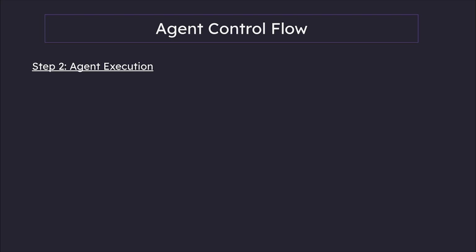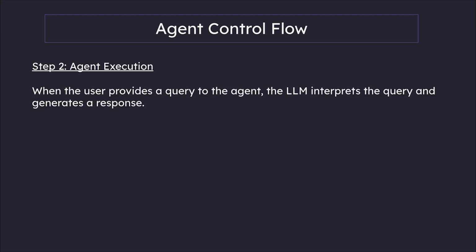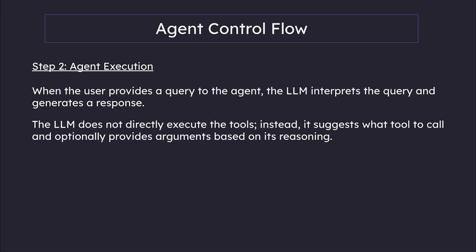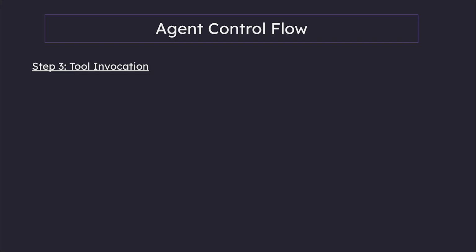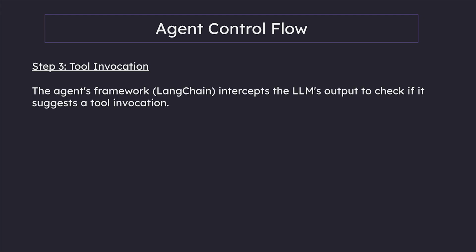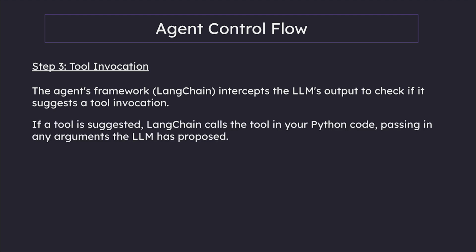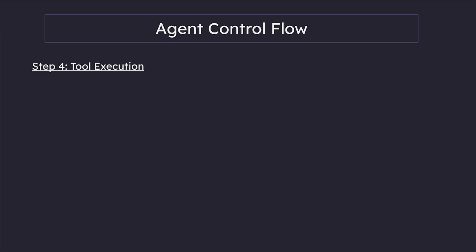Step 2 is agent execution. When the user provides a query to the agent, the LLM interprets the query and generates a response. The LLM does not directly execute the tools. Instead, it suggests which tools to call and optionally provides arguments based on its reasoning. Step 3, tool invocation. The agent's framework, LangChain, intercepts the LLM's output to check if it suggests a tool invocation. If a tool is suggested, LangChain calls the tool in your Python code, passing in any arguments the LLM has proposed. Step 4, tool execution.